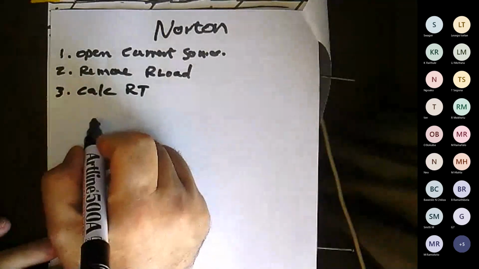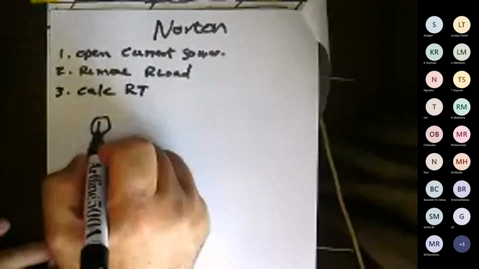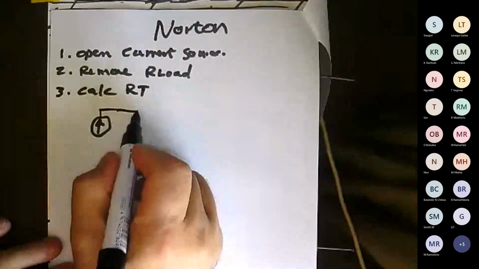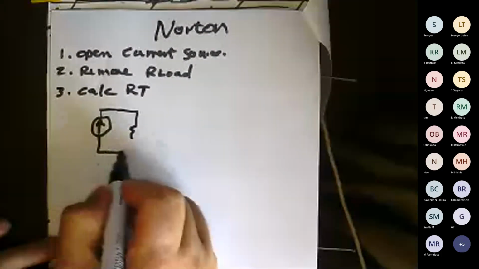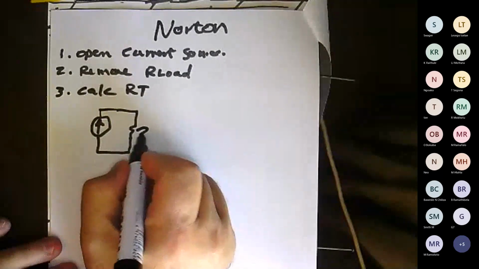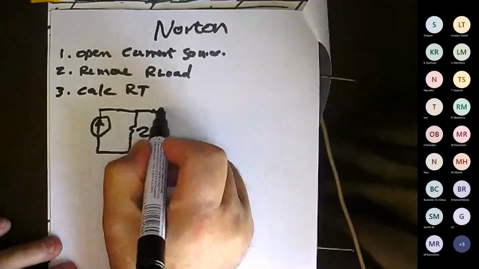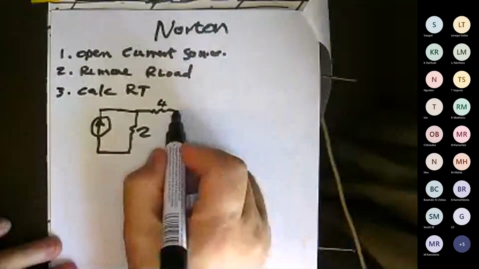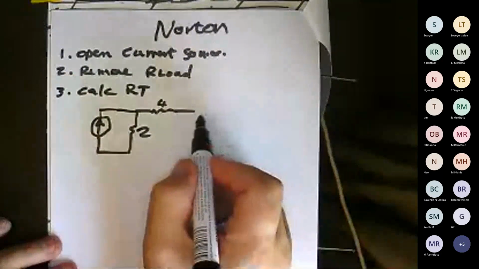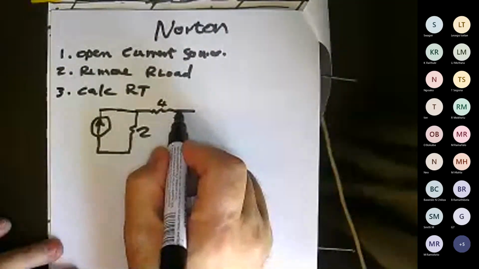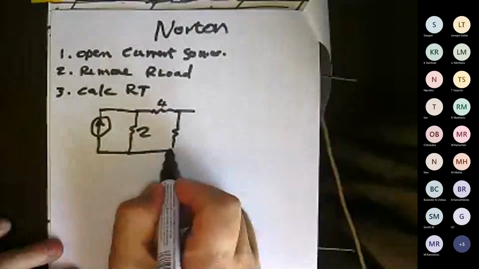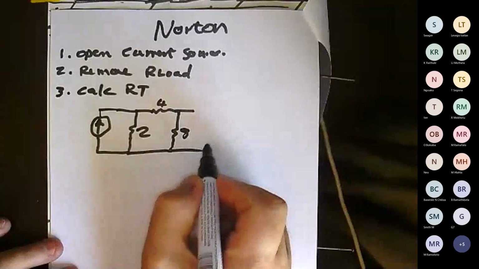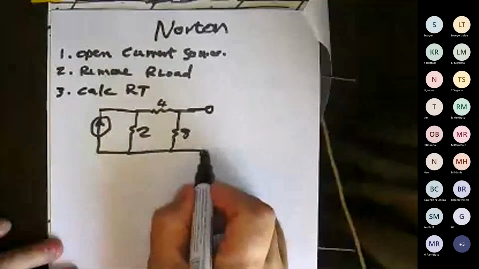So in Norton's case, a current source looks like this. It's an arrow in a circle, and there's a resistor in parallel with that. Say it's a 2 ohm, and say I've got another 2 ohm there. Now let's make it a 4 ohm there, and that is my Norton circuit. And I've got another one, another 8 ohm there. Right, there's my circuit.